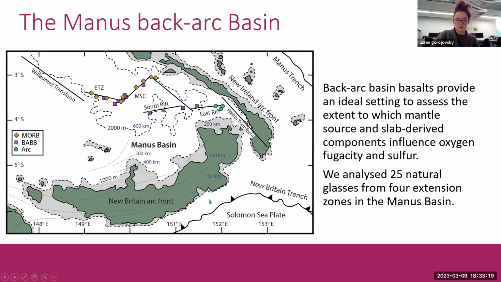The Manus Basin is currently associated with the subduction of the Solomon Sea plate to the northward. It's actually an oblique subduction. Then we have the present day arc front, which is the New Britain arc. Roughly 10 million years ago, we saw the cessation of the subduction of the Pacific plate, located up here to the northeast, which was subducting to the southwest. That is associated with the New Ireland arc front, which is now inactive.